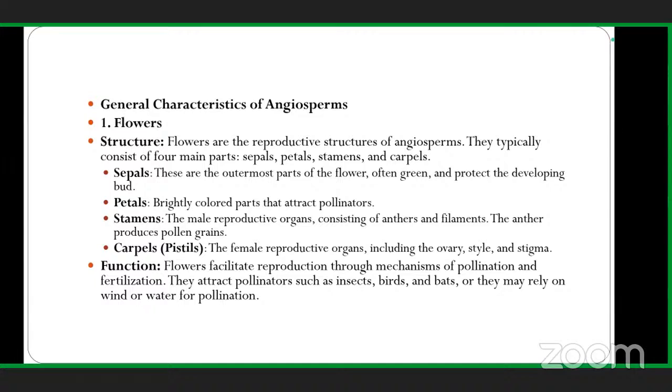They typically consist of four main parts. The flower has four main parts. What are these? Sepals, petals, stamens, and carpels. So what are sepals? These are the outermost part of the flower, often green, and protect the developing bud. So sepals are the outermost parts of the flower.